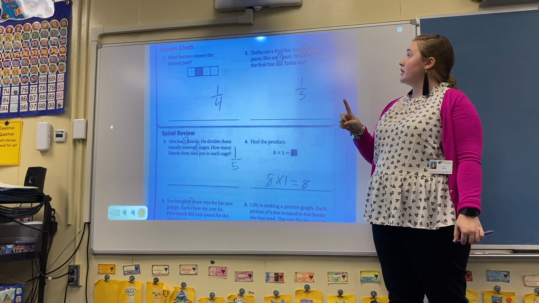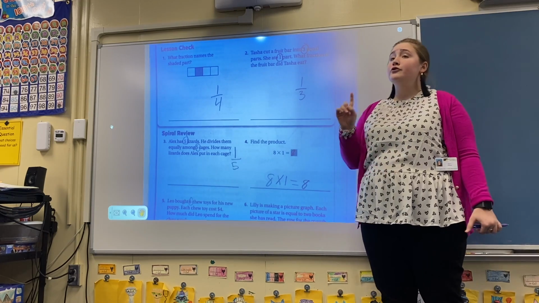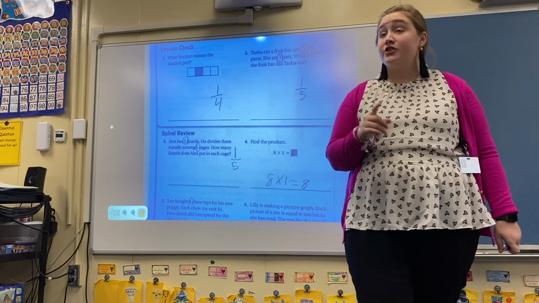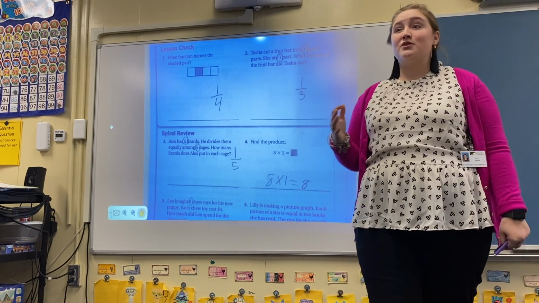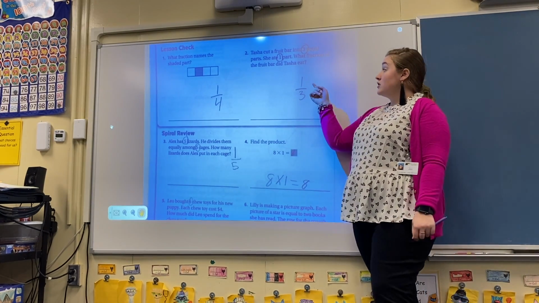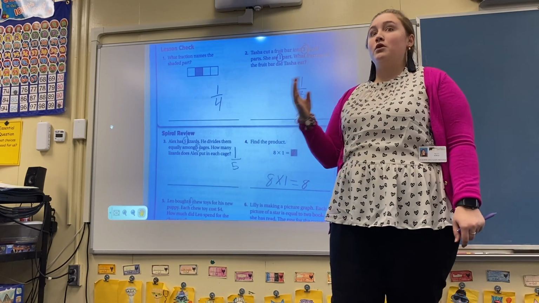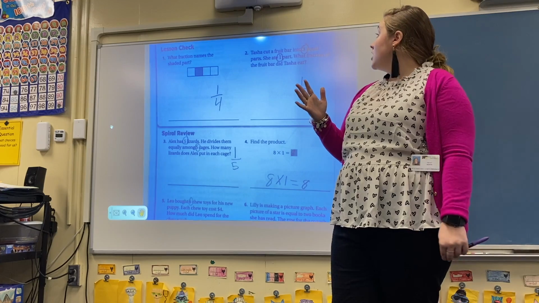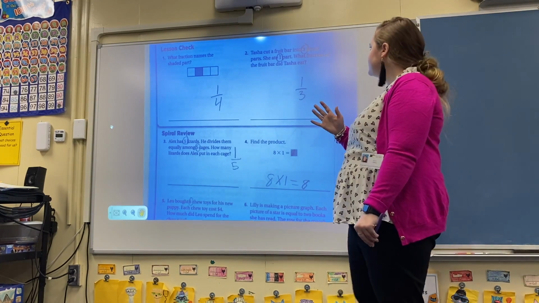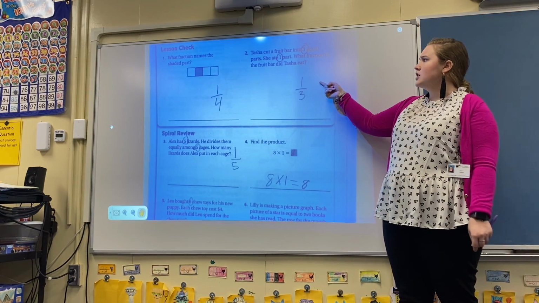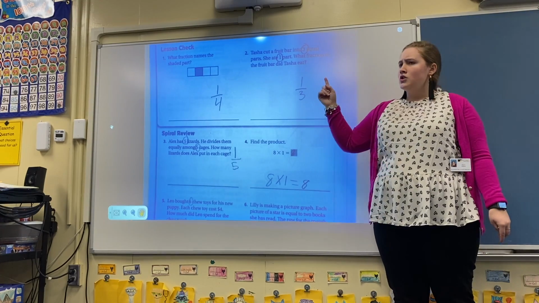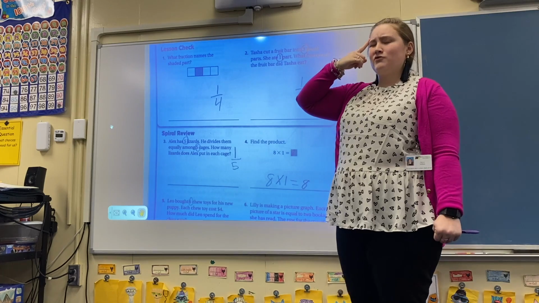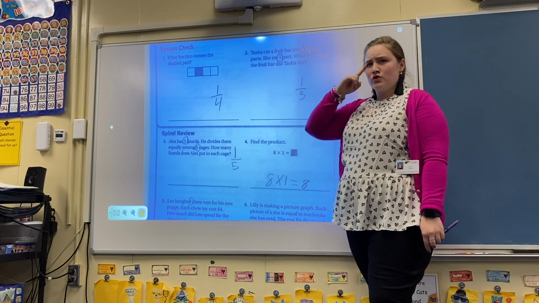Tasha cut a fruit bar into 3 equal parts. She ate 1 part. What fraction of the fruit bar did Tasha eat? 1/3. Let's start using fraction terms. So instead of saying 1 out of 3, try to get into the habit of saying 1/3 or 1/4. Just get used to those words. Here's a question for you. If she ate 1/3, what does she have left? In fraction terms. Raise your hand.